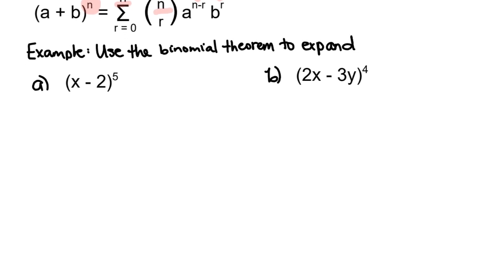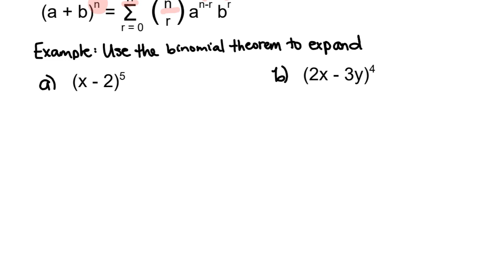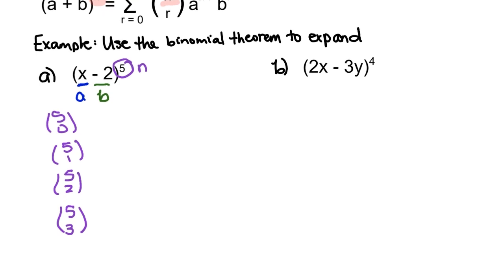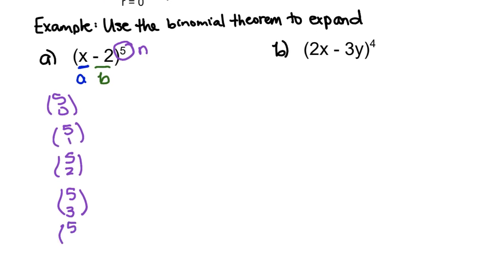So for this one, we have (x minus 2) to the 5th. My a term is x. My b term is -2. And my n is 5. So what I'm going to do is write out 5 choose 0, 5 choose 1, 5 choose 2, 5 choose 3, 5 choose 4, and 5 choose 5.